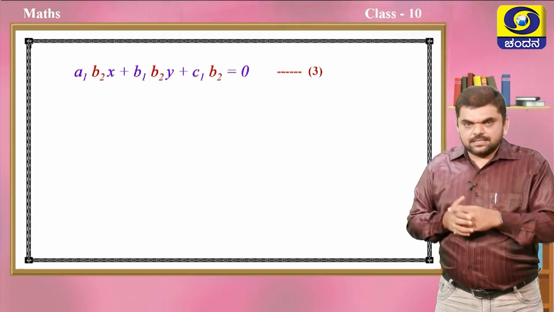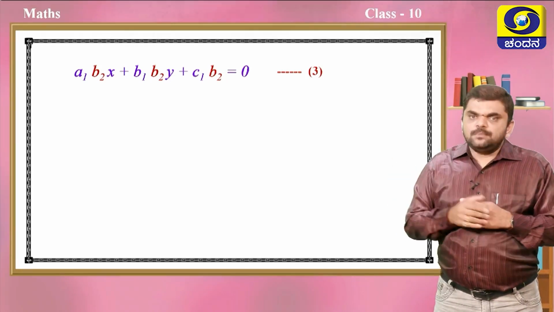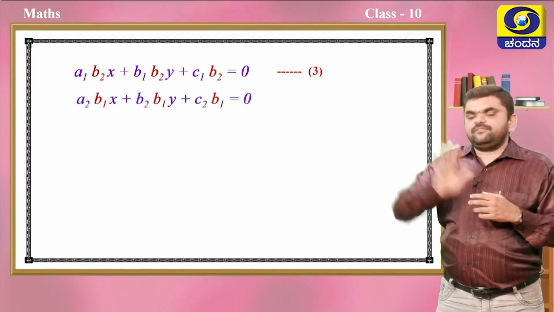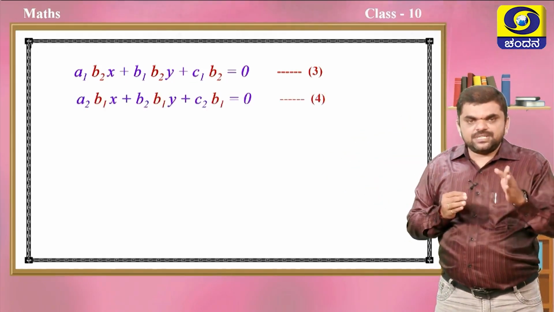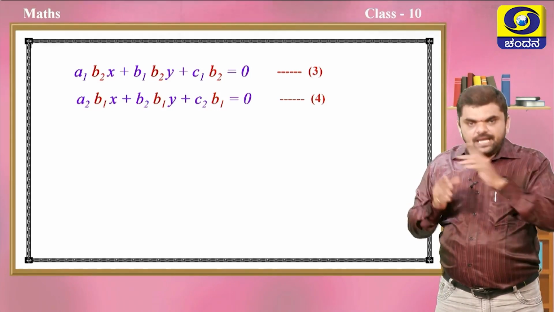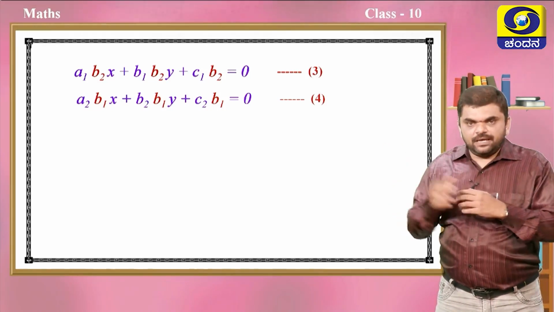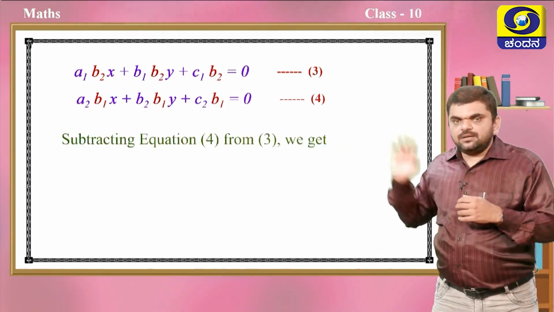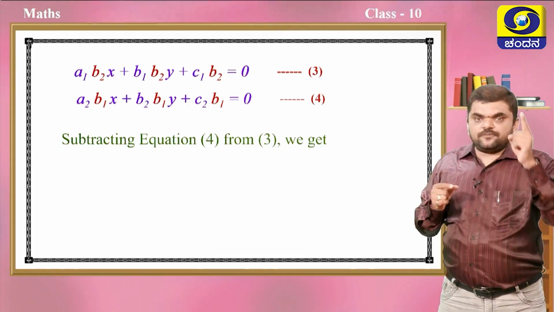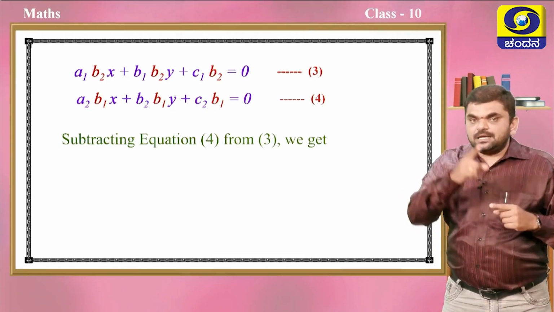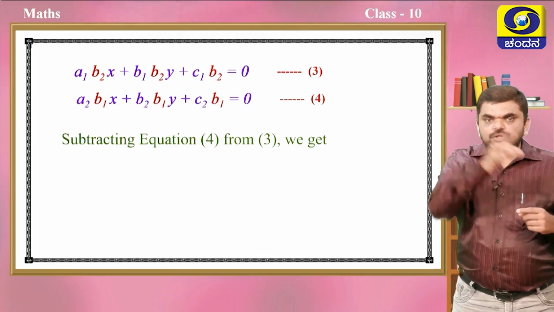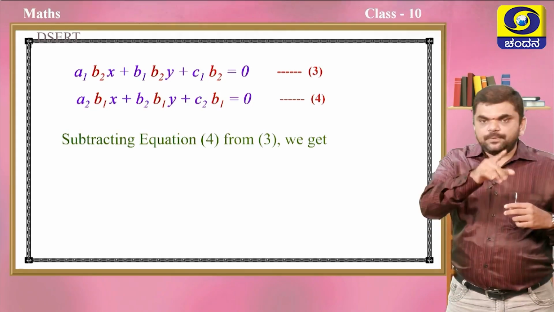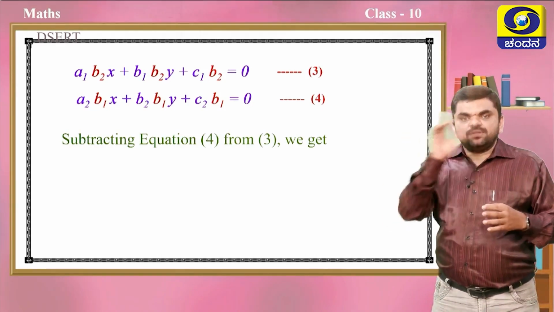a1 b2x plus b1 b2y plus c1 b2 is equal to 0. That is equation number 3, already we know. And next equation, a2 b1x plus b2 b1y plus c2 b1 is equal to 0. That is equation number 4. Now subtract equation number 4 from equation number 3 because the coefficients of y in both equations are same.